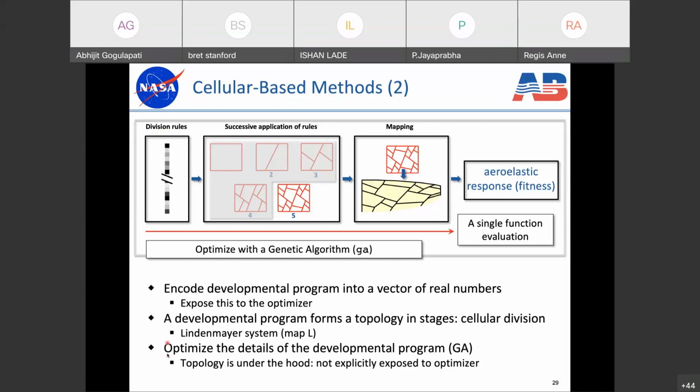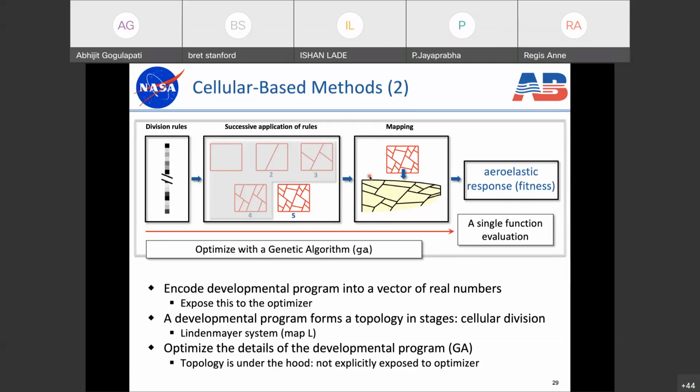But the key feature of this is that the topology, which is here, lives under the hood. It's never explicitly exposed to the optimizer. Instead, we have this middleman, which lives between the optimization design variables and the topology itself. And this can be beneficial for us.